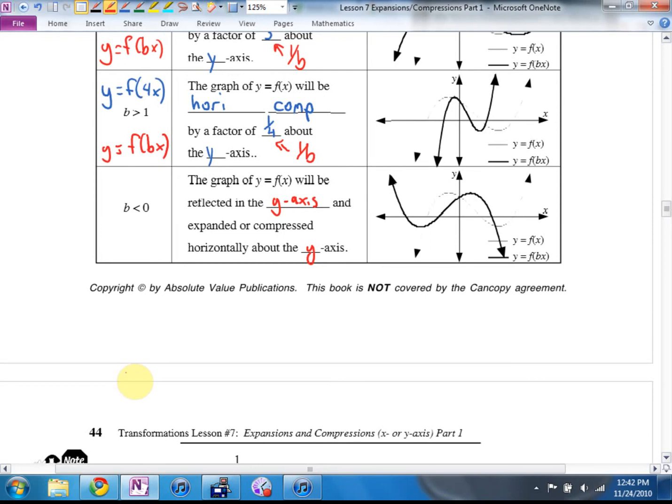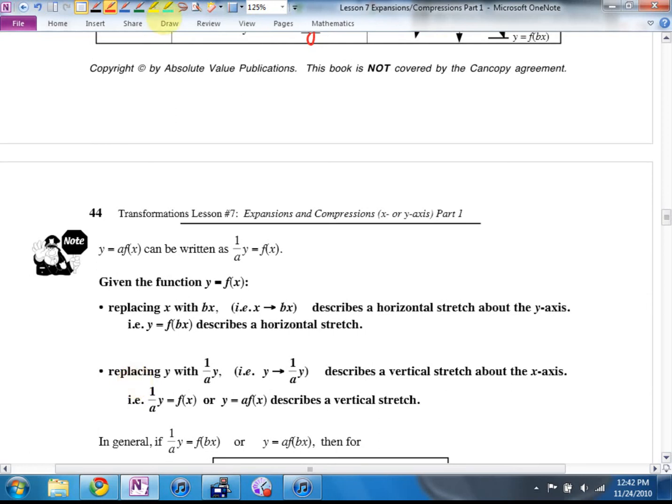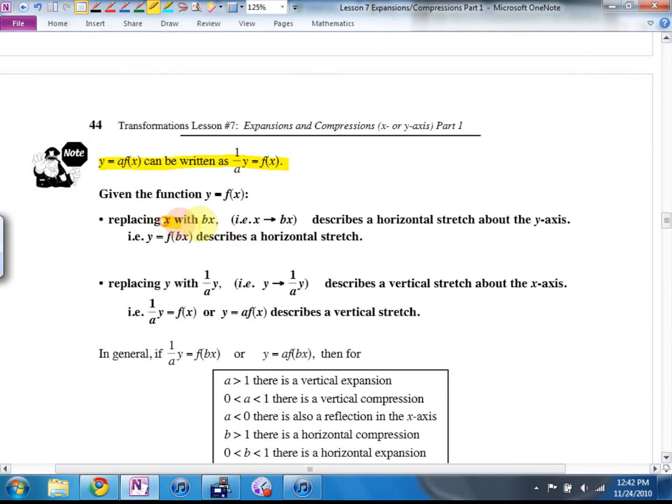Here he's saying, by the way, we've already moved the a over, so it's no longer backwards. If you go back to this side, next to the y, everything is backwards, which is why they're putting a 1 over a there. Is that okay? So given the function, replacing x with bx gives a horizontal stretch by a factor of 1 over b. I don't know whether it's an expansion or compression; it depends on whether b is bigger than 1 or smaller than 1. Replacing y with 1 over a y, or putting an a on the other side, gives you a vertical stretch. Let's try some of these.